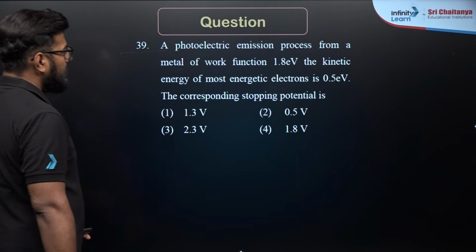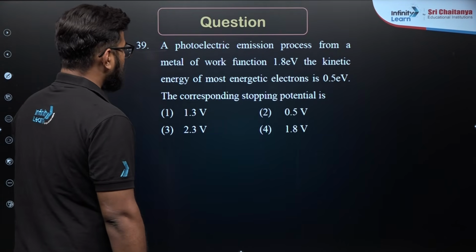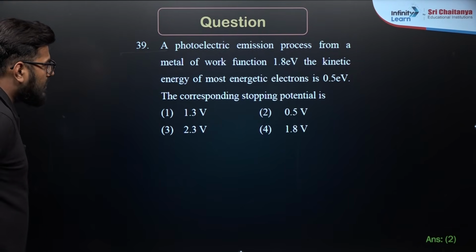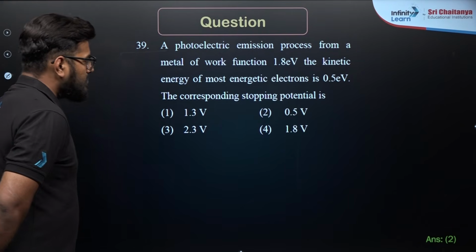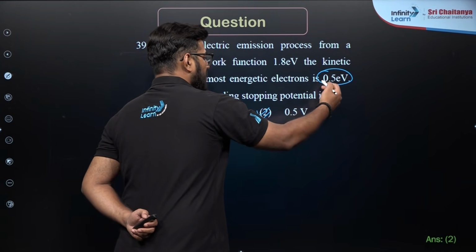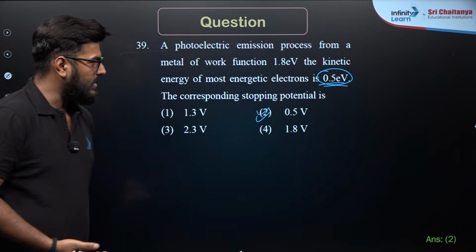In a photoelectric emission process from a metal of work function 1.8 eV, the kinetic energy of the most energetic electron is 0.5 eV. The corresponding stopping potential is going to be 0.5 V, because whatever is the K max, that is equal to e into Vs.